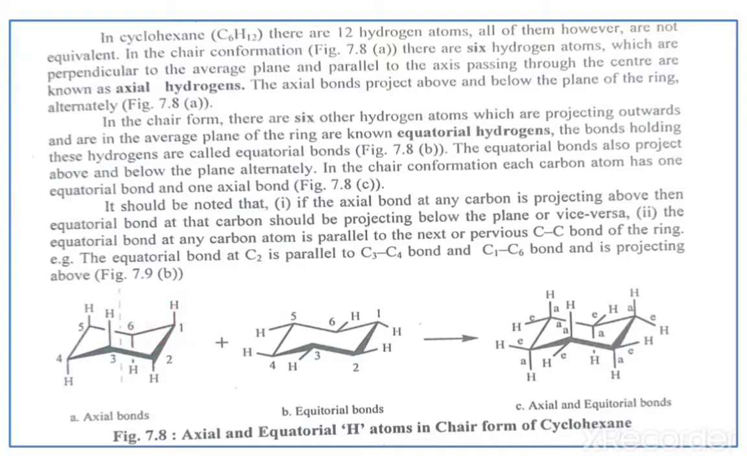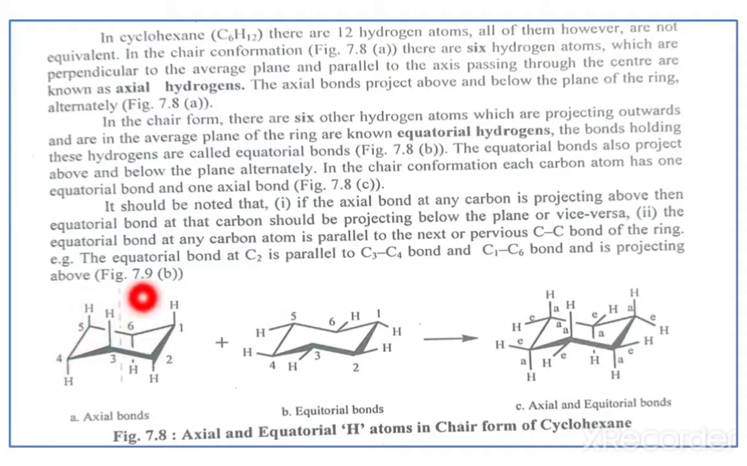I am repeating, in cyclohexane there are 12 hydrogens. Out of these 12 hydrogens, the 6 hydrogen atoms which are perpendicular to the average plane and parallel to the axis passing through the center are known as the axial hydrogens. That means here, first, this is the axial bond. Here 1, 2, 3, 4, 5 and 6.